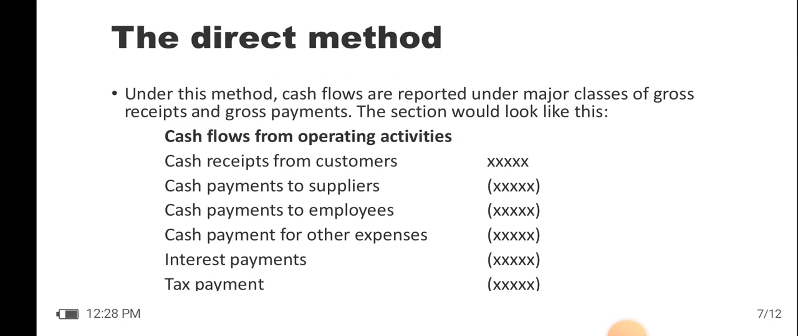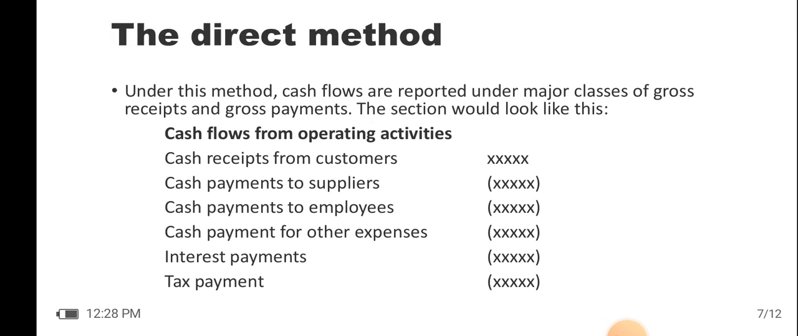Now, how do you prepare or present the cash flows from operating activities section under the direct method? As you can see on the screen, this is how the statement will look like. Okay, it has to be given a heading: cash flows from operating activities. Remember, under the direct method, cash flows are reported under major classes of gross receipts and gross payments, as you can see on the screen.